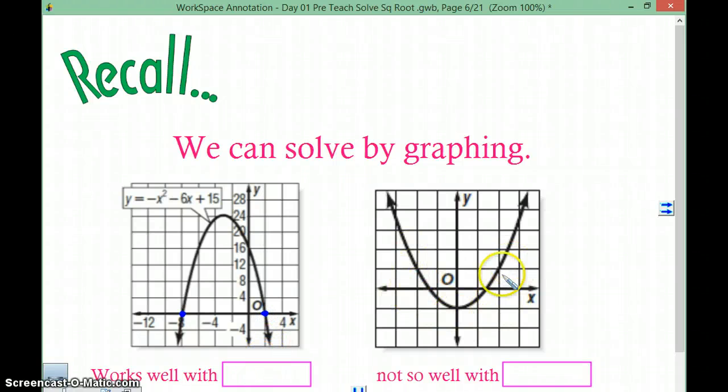What about this one? What's wrong with it? Yeah, it crosses right in the middle. That means it's probably a fraction. So we can say that solving by graphing works well when the solutions are integers, but not so well when the solutions are fractions.